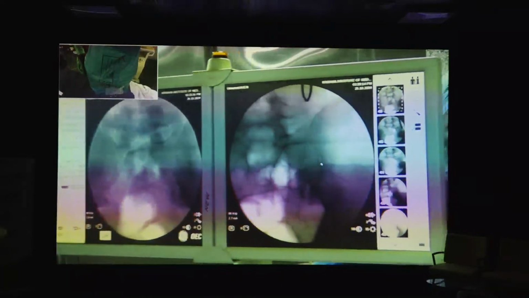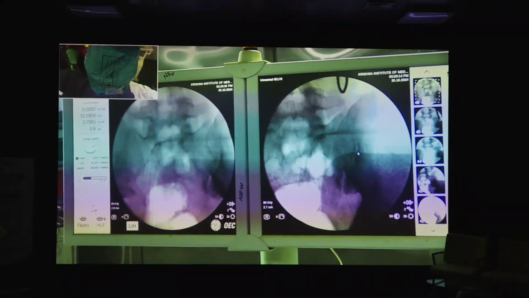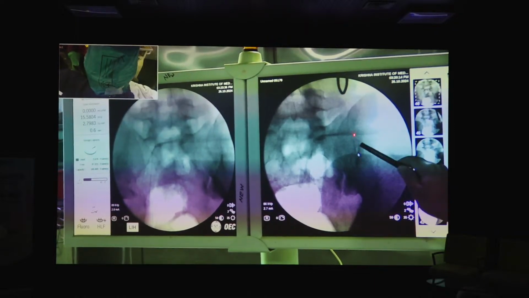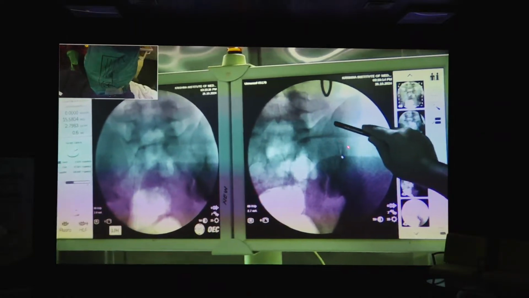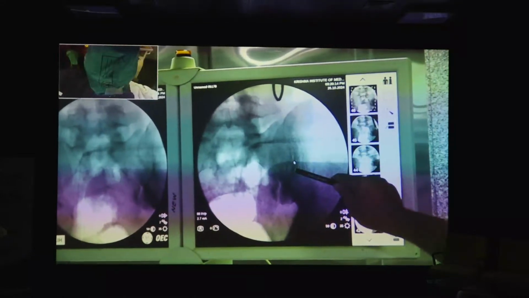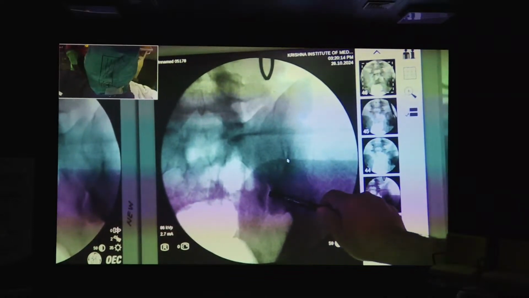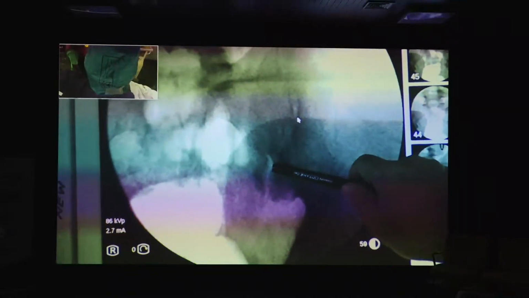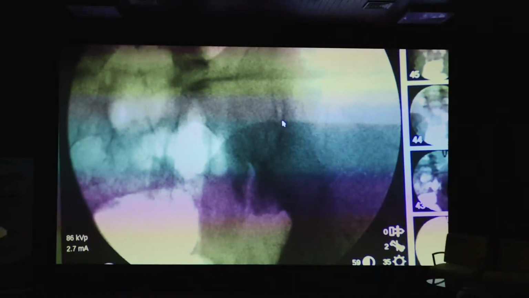The SI joint is made up of a bony unification as well as a cartilaginous unification. This upper two thirds is the anterior SI joint. The lower one third is the posterior SI joint. We need to align the posterior SI joint and anterior SI joint. For that, we are tilting the C-arm 10 to 15 degrees to the opposite side.